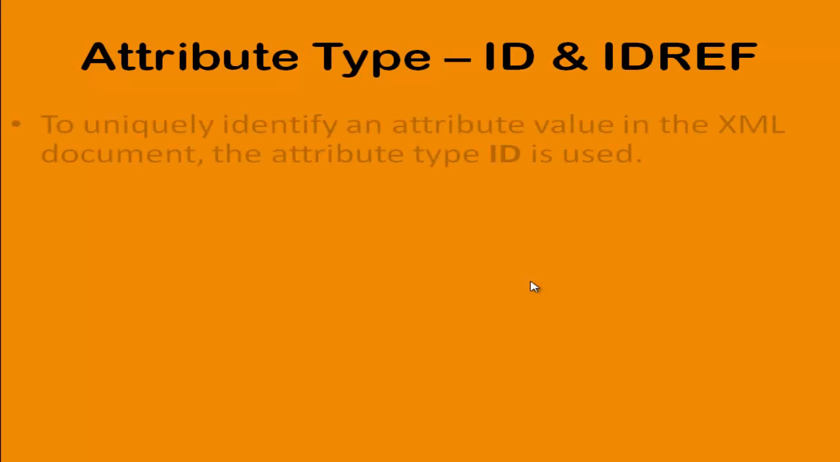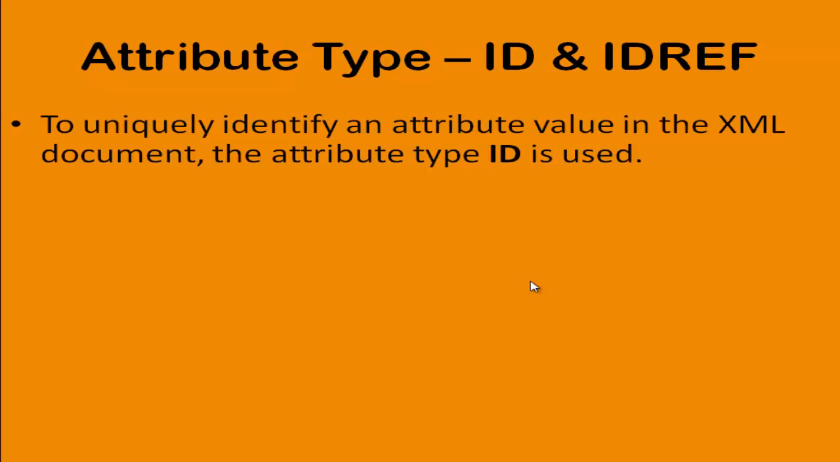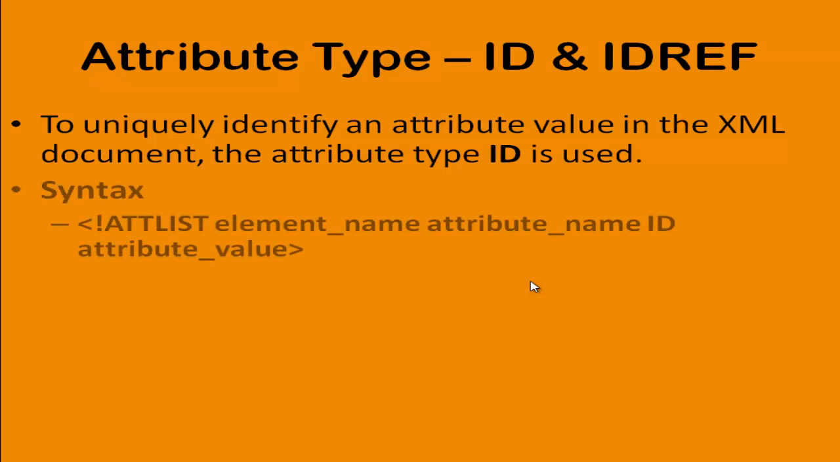Fine. Our next attribute type is ID and IDREF. This particular ID attribute type, as the name states, is used to uniquely identify an attribute in an XML document. In an XML document, we can have n number of elements, and each element can have any number of attributes. If we must identify one element and one attribute uniquely, we must use the attribute type known as ID. And this particular ID attribute type has the following syntax.